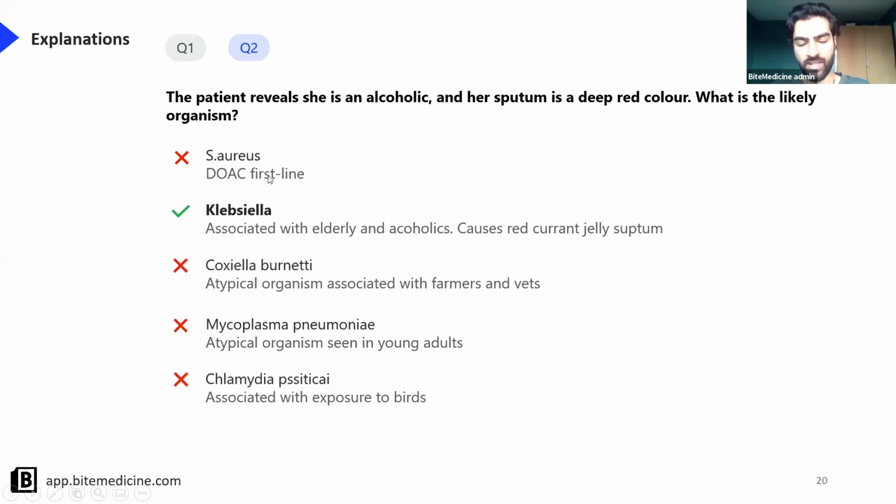Staph aureus, sorry, that's an incorrect explanation. That wouldn't give you red currant jelly sputum. Coxiella causes Q fever, and it's associated with farmers and vets because Coxiella is found in cattle. Mycoplasma pneumonia is an atypical pneumonia seen in young adults, and Chlamydia psittaci pneumonia is associated with exposure to birds like parrots.